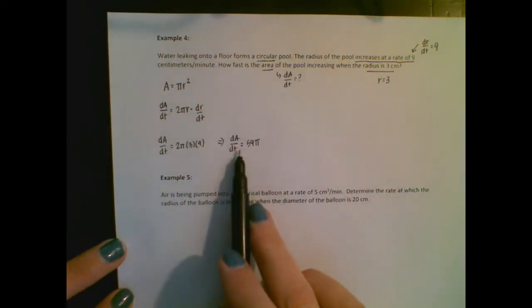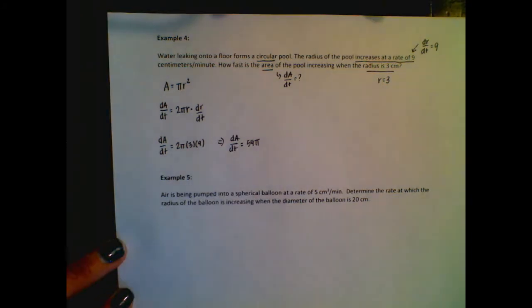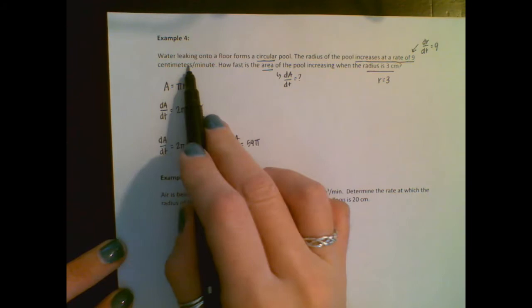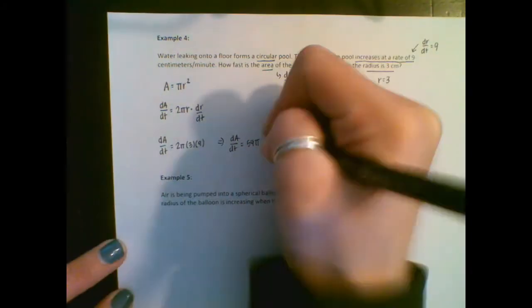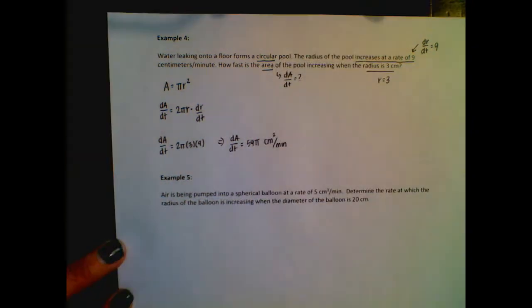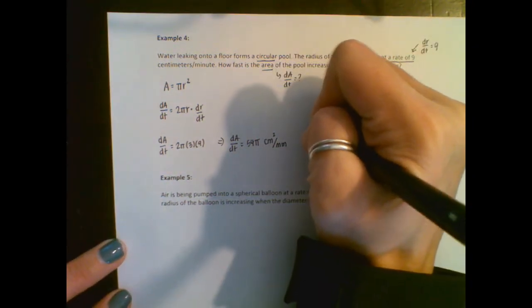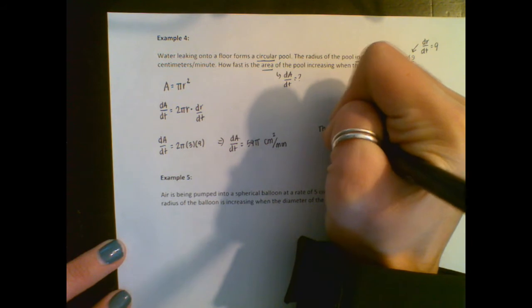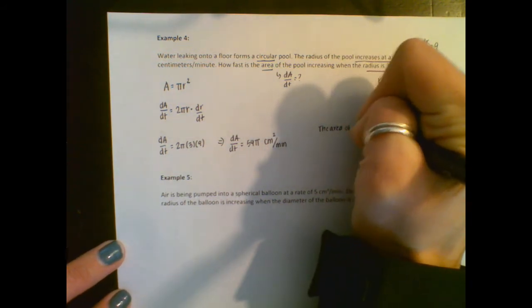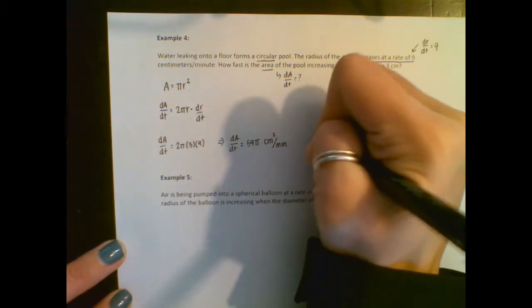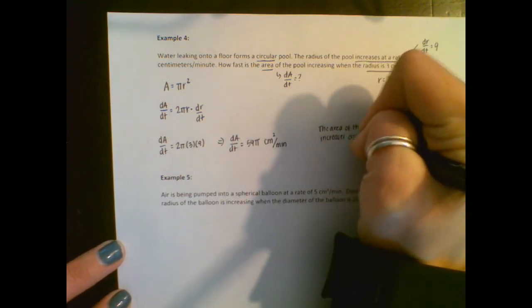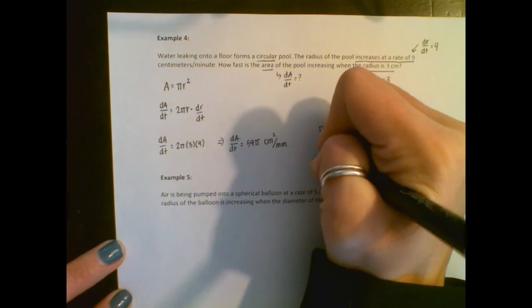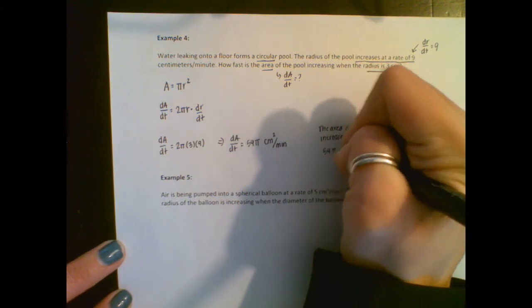Again, since we're talking about the rate of change of area, our units are going to be something squared over whatever our unit of time is. Centimeters is our unit of length, so centimeters squared per minute. And if I want to write that out as a sentence, the area of the pool increases at a rate of 54 pi centimeters squared per minute.